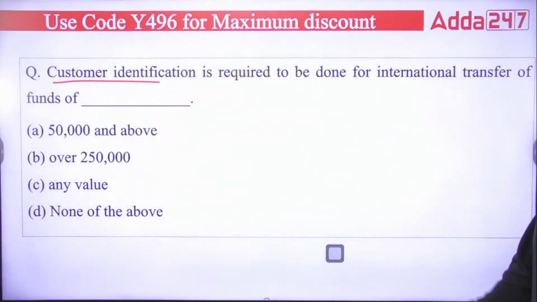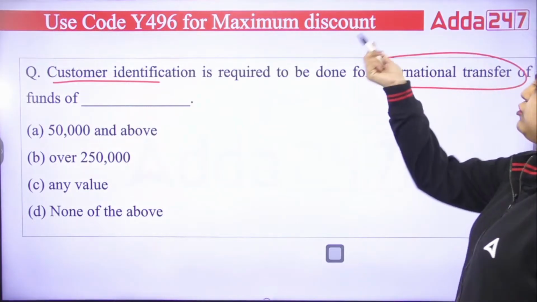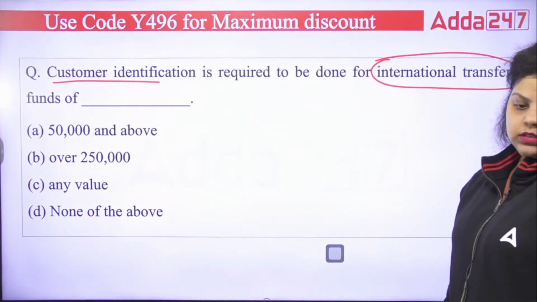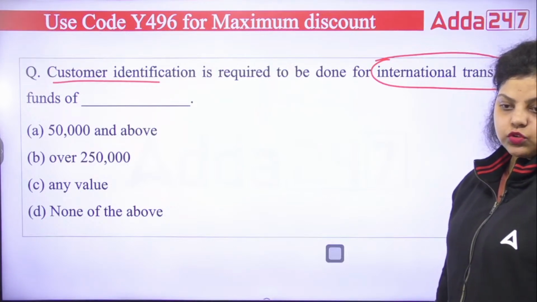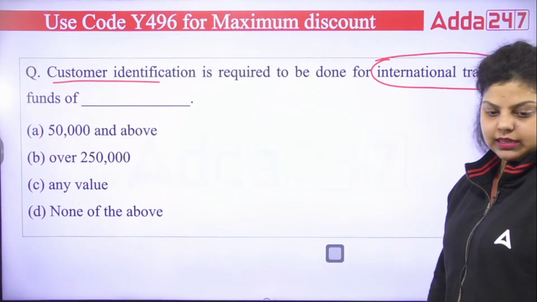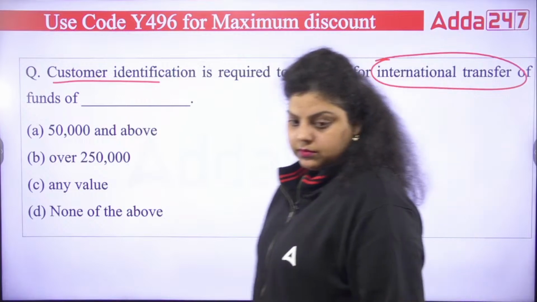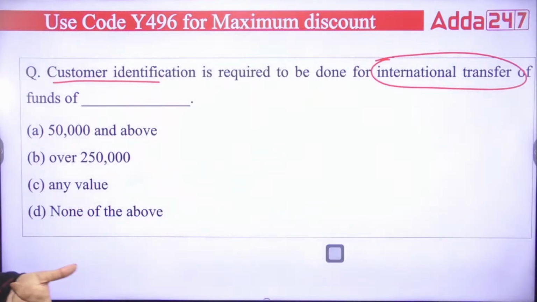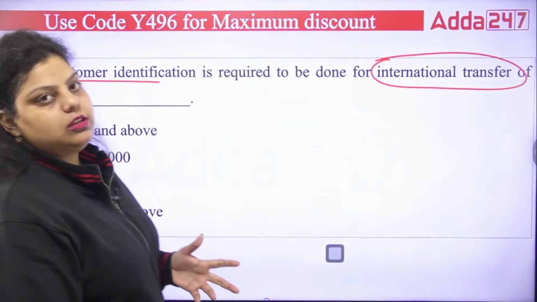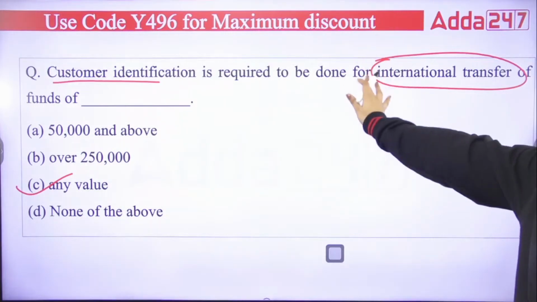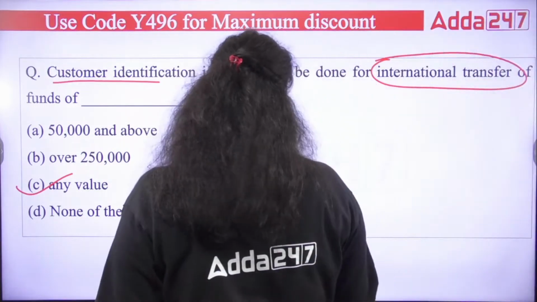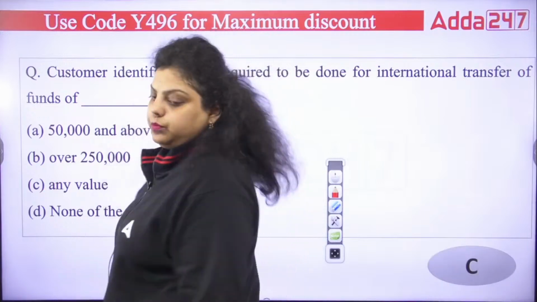For the international transfer, for the cross-border transfer, the customer identification is required for what value? Radhika ma'am is saying C, that is any value. What about the rest? So the right answer is any value. Whatever value you are transferring, you need customer identification in case of international transfer. So the right answer will be your C option, of any value.